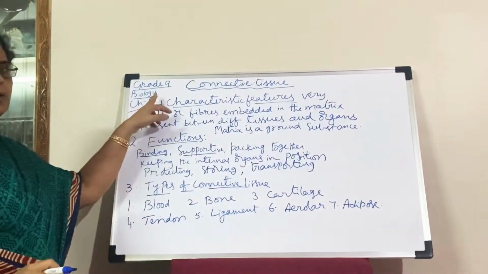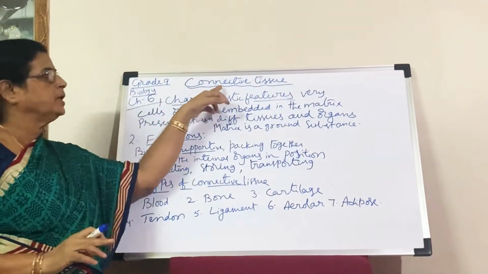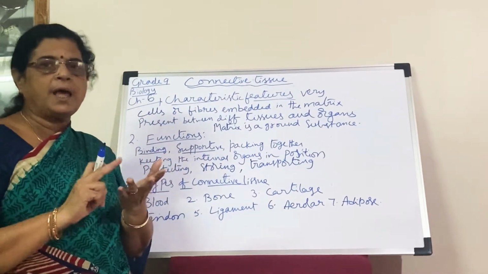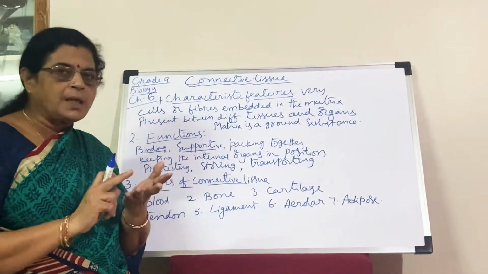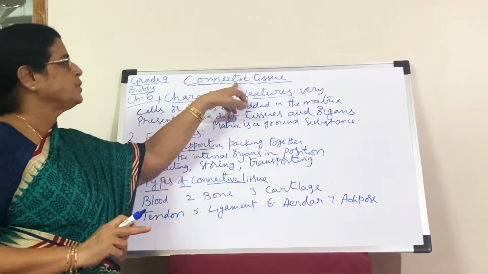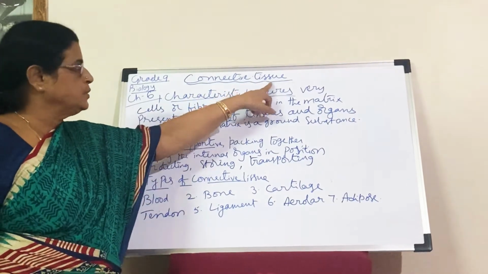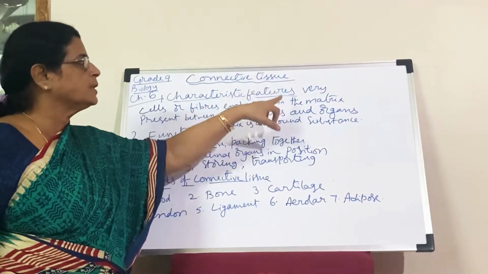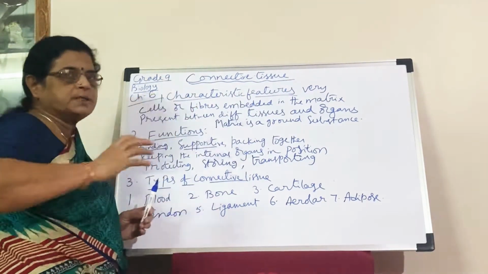Ninth grade biology, chapter 6, we are studying plant tissues and animal tissues. In the animal tissues, the main tissue we are studying now is connective tissue. The video is about the connective tissue. So, what is a connective tissue?